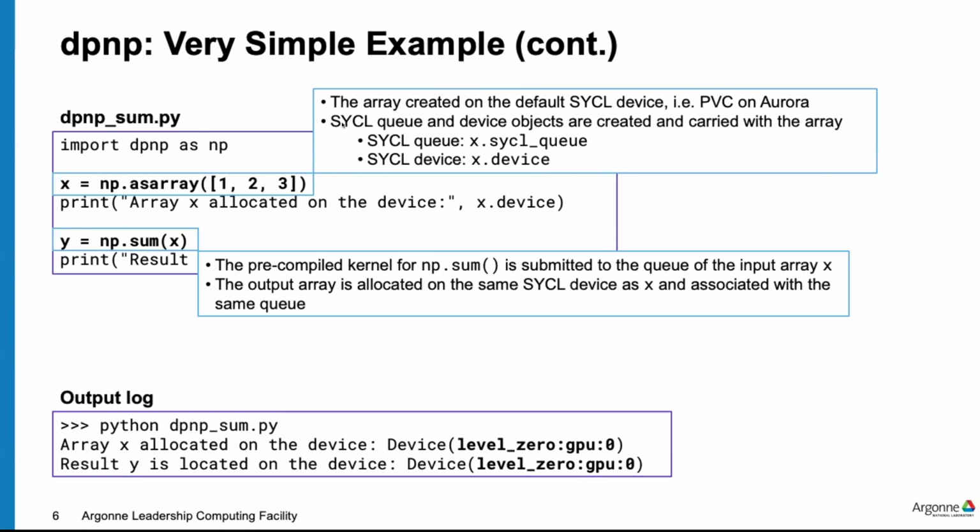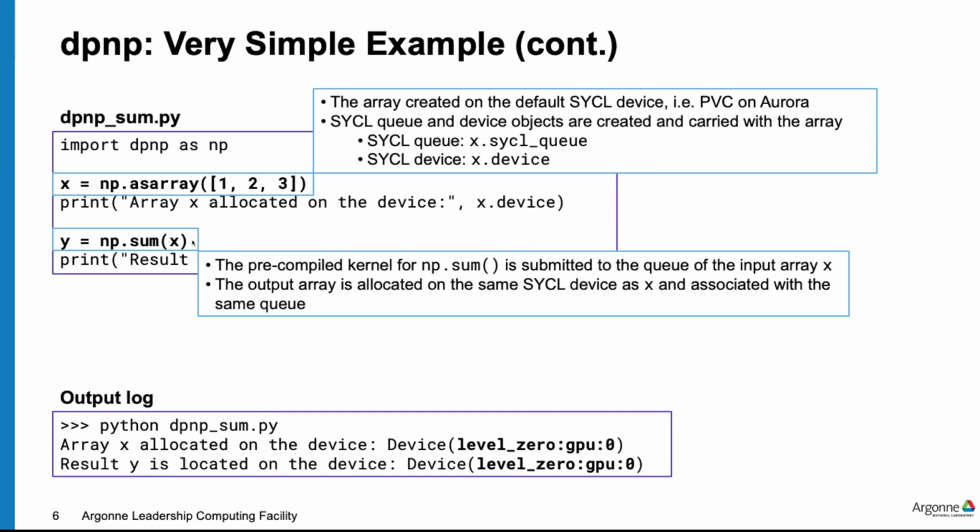The other thing I wanted to mention is that when we allocate an array with DPNP, a SYCL queue and then a device object are created when you create the array and then are carried along with the array. What that means is that if you're trying to access a particular device associated with an array or a SYCL queue associated with an array, you can query that by just doing x.sycl_queue and x.device. And that's helpful sometimes, and we'll see when it's helpful a bit later on.